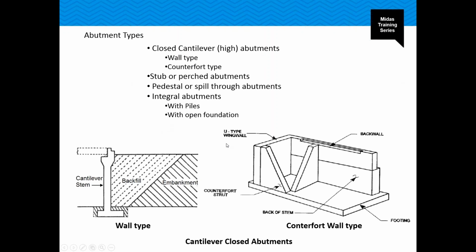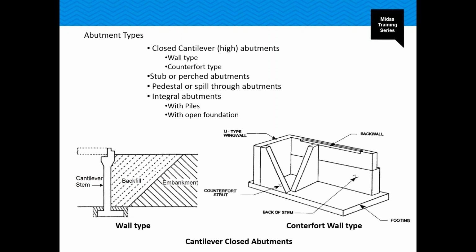Describing the closed type abutment, you can see over here, this is the wall type and this is the counterfort type. Closed cantilever abutments consist of a vertical arm or a back wall, which will be fixed to a horizontal base, the horizontal footing. The lateral thrust of the earth pressure, which the abutment will be supporting, will be resisted by the cantilever action of the stem and the footing. The stem transfers the vertical load of the superstructure also to the footing.